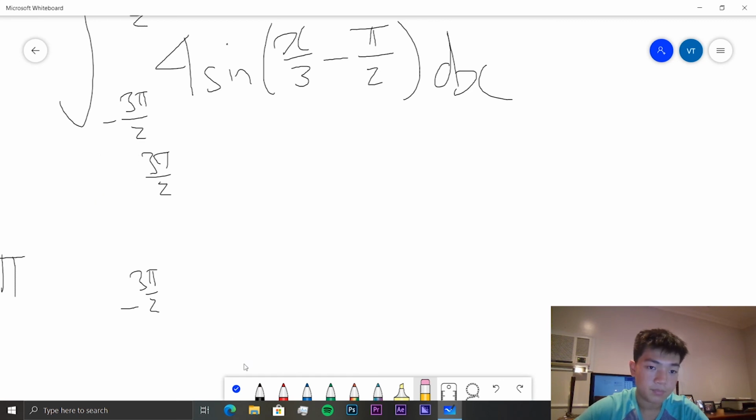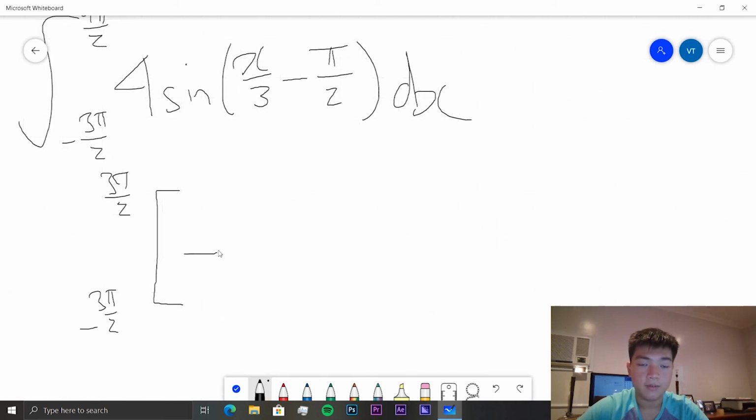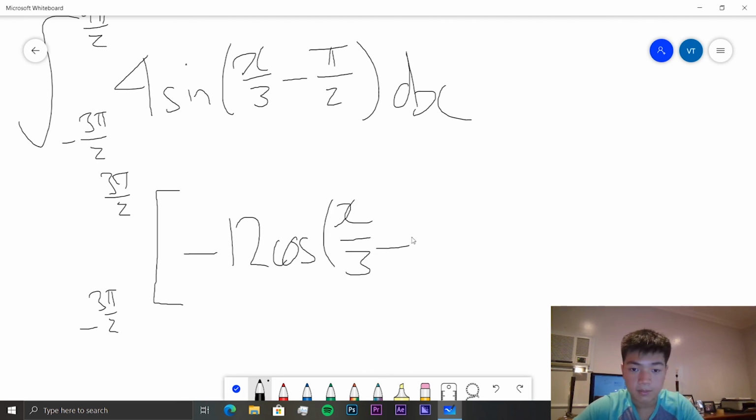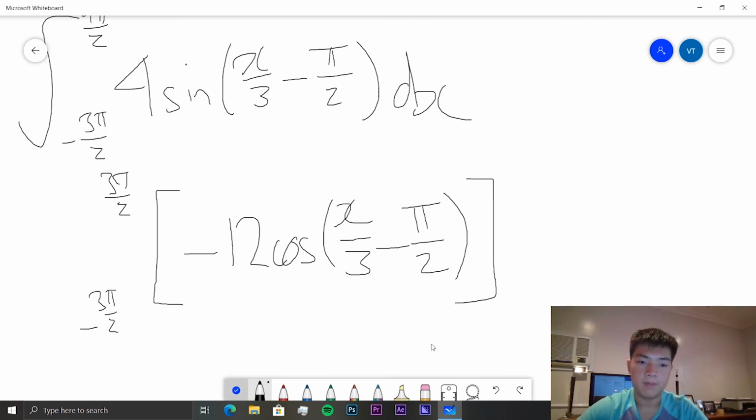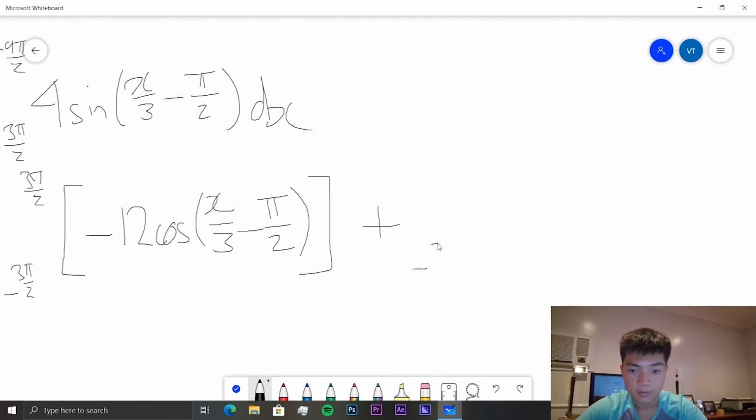You know what? Integrating this, we will get negative 12. Oh, is it frozen? Negative 12 cosine of x over 3 plus pi over 2. And then plus, yeah, I believe that's correct, plus negative 3 pi. The integral between negative 3 pi over 2 and 3 pi over 2.